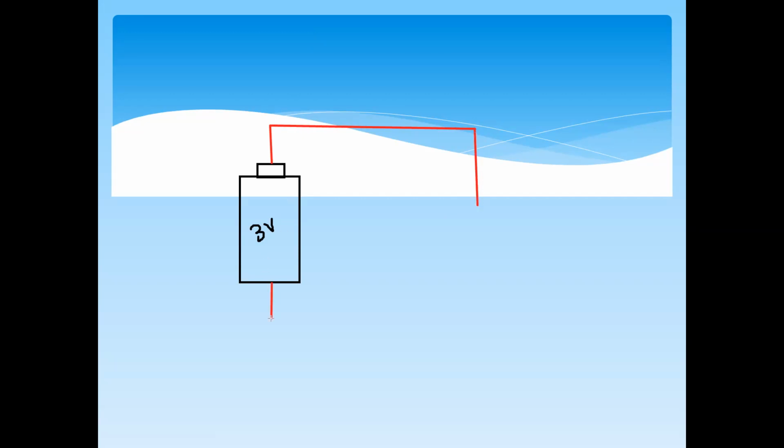So for example, you have a cell or a battery which is labeled 3V, 3 volts. When it is labeled 3 volt, it means when 1 coulomb of charge is coming out, each coulomb carries 3 joules of energy. And we connect two bulbs.